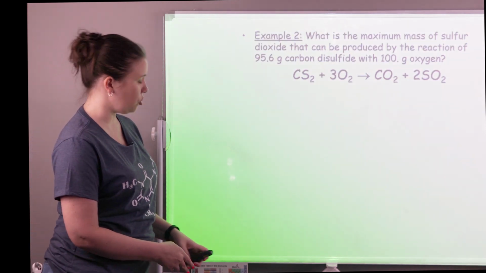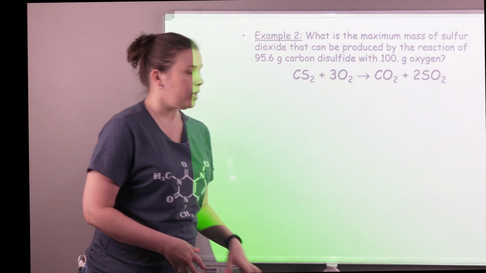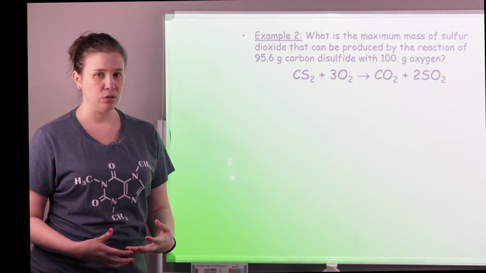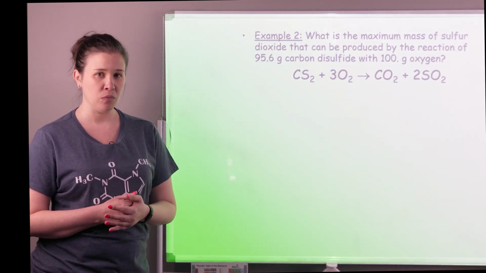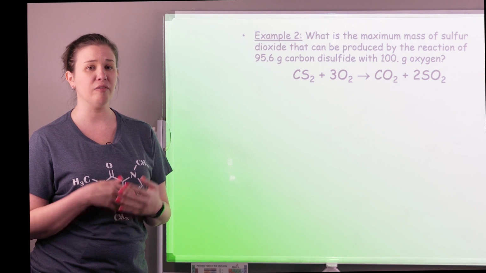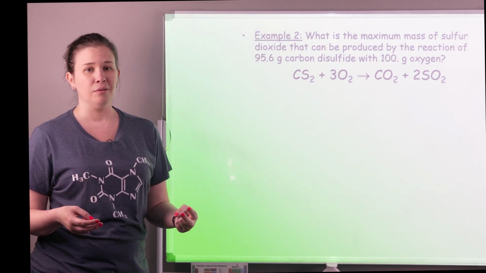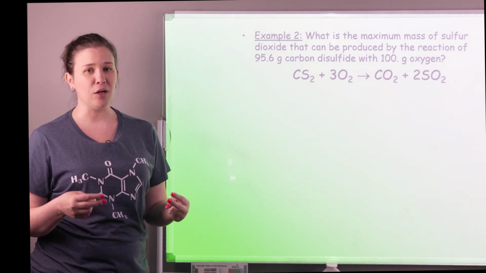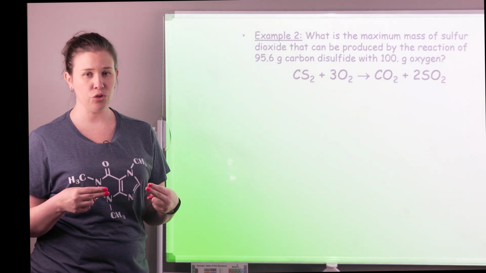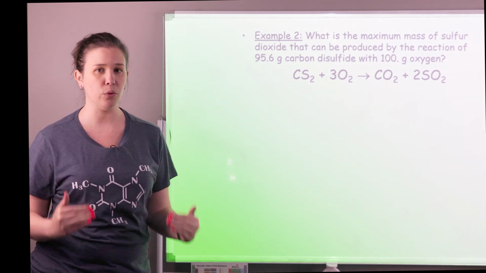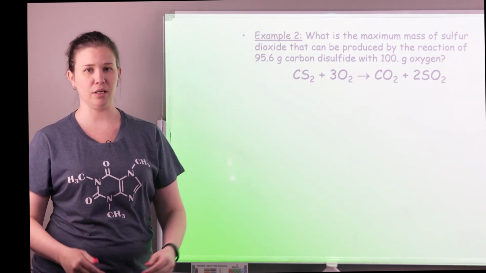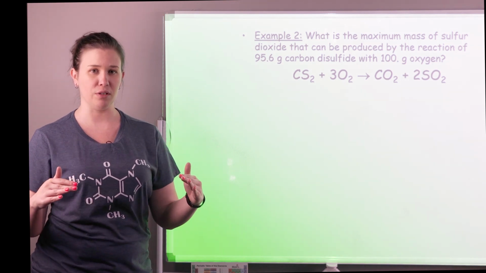So let's go ahead and start our math. Where should we start? Usually you would start with the given. The problem here is you have 2 givens. The truth is, it doesn't matter which one of those you choose, because you're actually going to have to convert both of those to the sulfur dioxide so that you can figure out which one runs out first.